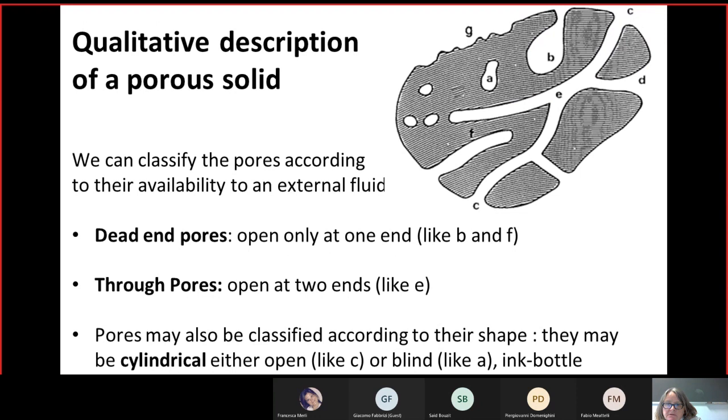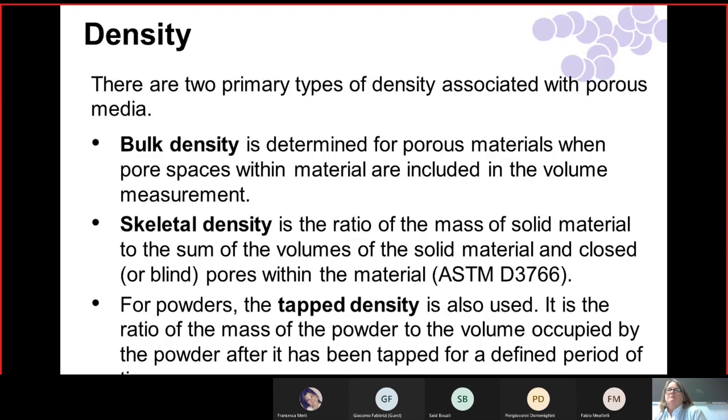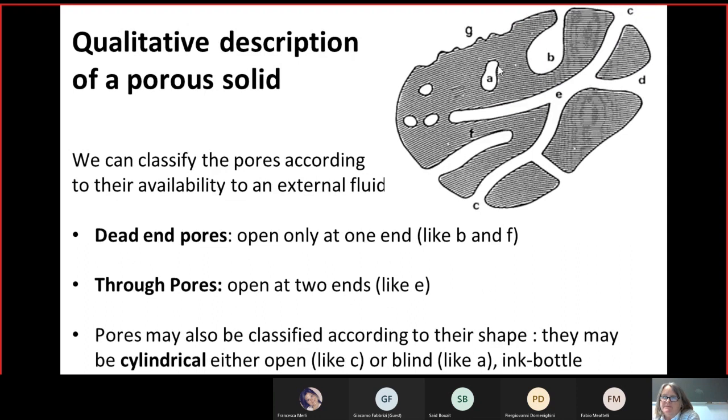Okay, when you talk about porous media, there are two primary densities. There are many definitions of density, and I had a whole table, but I decided not to show it to you because it's a lot of words. The two that are most important with porous media, as in the aerogels, are bulk density and skeletal density. In the case of bulk density, in the porous material, the pore spaces are included in the volume. I'll give some examples, but I've got these pores, and they are going to be part of the volume. And that's my bulk density.